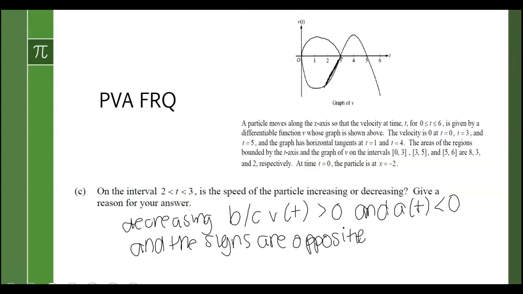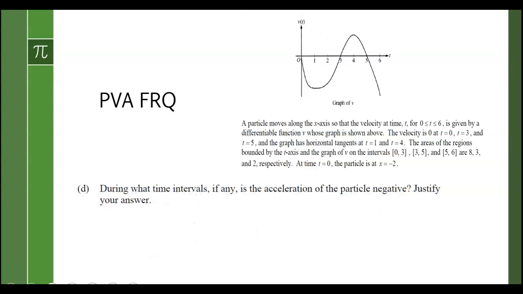You said you have a question on D. Yeah. Okay. So during what time intervals, if any, is the acceleration for the particle negative? Justify your answer. So I put when velocity is decreasing. Is decreasing the right word to use there? That's what I said. Yep, I said the acceleration is negative when the velocity is decreasing. Velocity is decreasing from 0 to 1, 4 to 6.